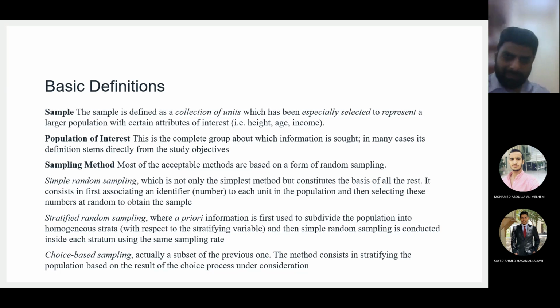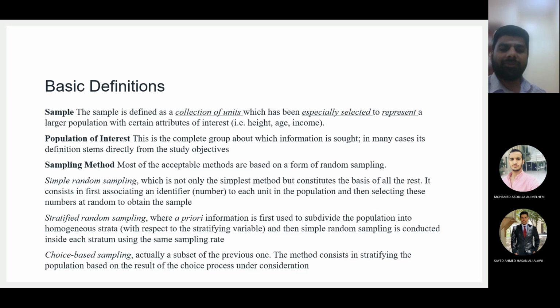You want to spin the wheel, or you want to generate random numbers from Excel or MATLAB, or use any other method. Or you do some polling, or write the numbers on a piece of paper, throw it, and then pick the pieces of paper randomly. Any method you like. So you assign the identifiers, then you pick the identifiers randomly without any bias from your side, without any intentional effort from your side to pick a specific number. That is simple random sampling.